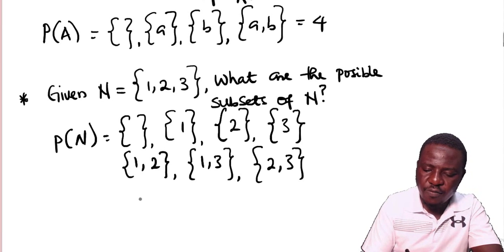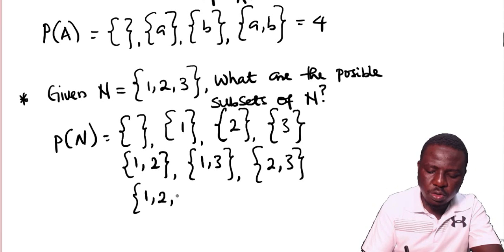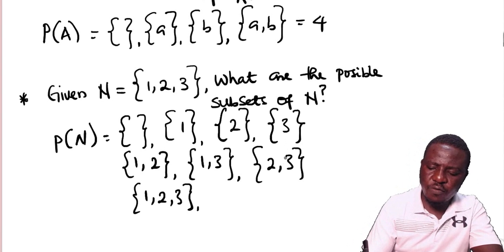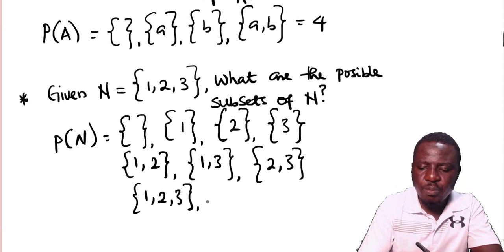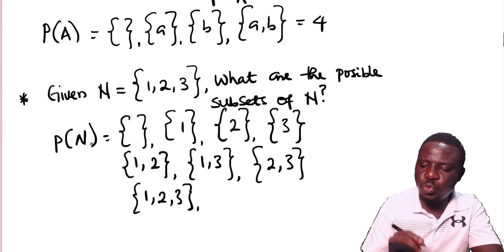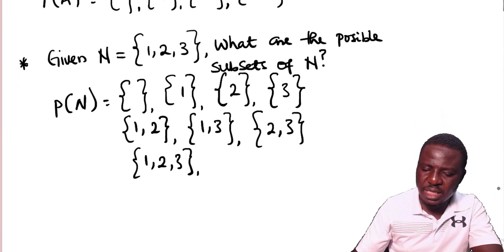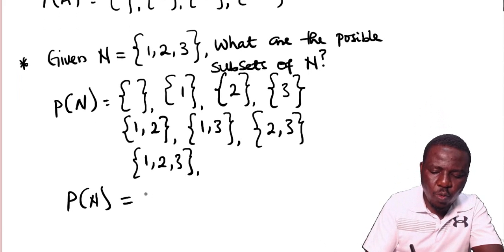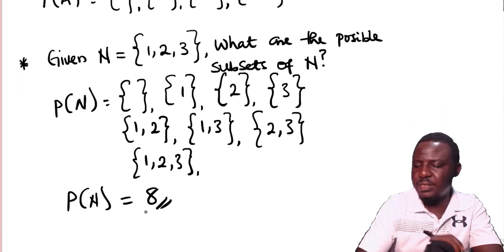And I have set 1, 2, 3. Which other one do we have? Okay, 1, 2, 3, 4, 5, 6, 7, 8. So these are all the possible subsets of set N, which we refer to as the power set of N. Therefore, P of N is equal to 8.